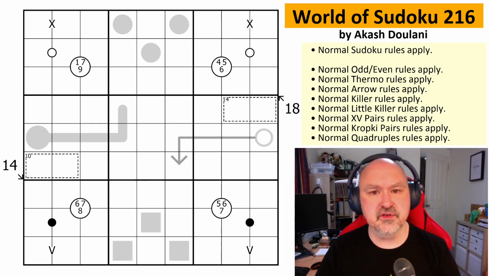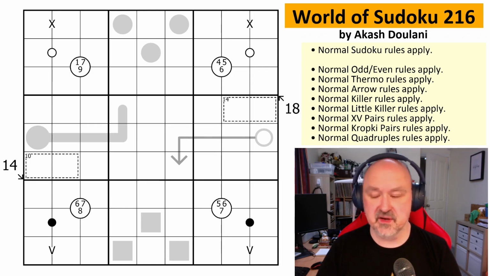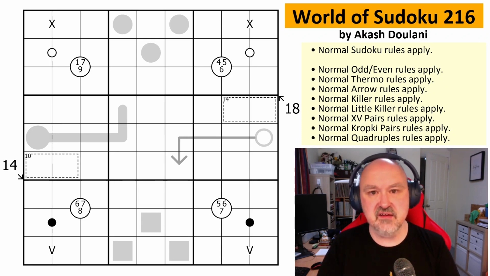But if you go to Akash's blog, there will be a lot of opportunities there to get your hands on some amazing puzzles. And one of the puzzles he's posted, which he gave me permission to do, is this one. So I was looking through his blog and found this one, and yes, I am allowed to do this. So this is number 216 from his World of Sudoku blog. So I've called it World of Sudoku 216.